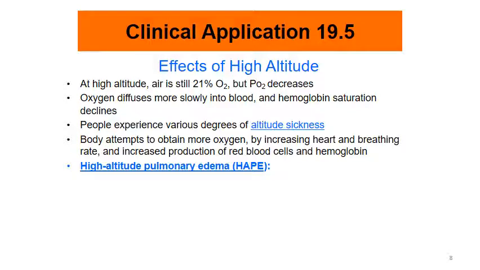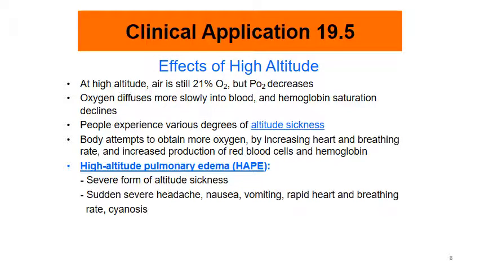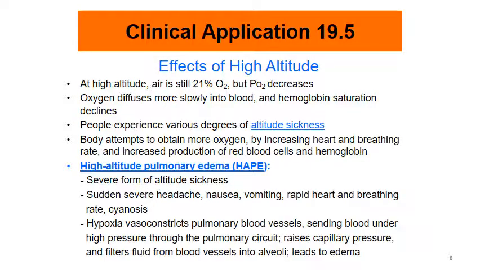High altitude pulmonary edema is a severe form of altitude sickness, and some of the symptoms are stated here. So hypoxia means low oxygen levels. Low oxygen levels cause constriction of the pulmonary blood vessels. This then leads to the tissue fluid buildup, or edema. And so I will explain this more in detail in the lab.